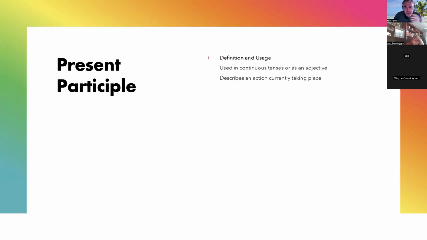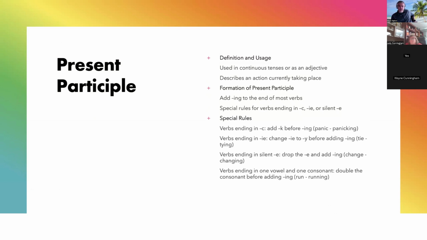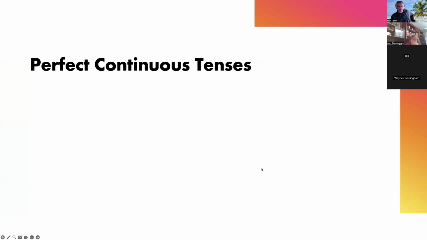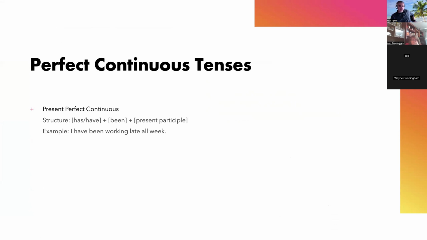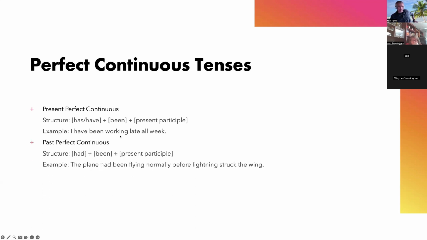So present participle is used in continuous tenses or as an adjective. It describes an action that's currently taking place. So again, you add ing. There are some special ones, like panic to panicking, tying. We know when we add those ings, we use some of those extra letters. And present perfect continuous: we use has or have been plus the present participle. I have been working late all week. So have been working is the present participle.